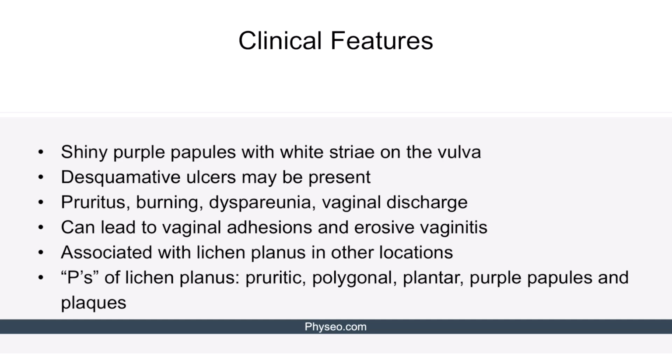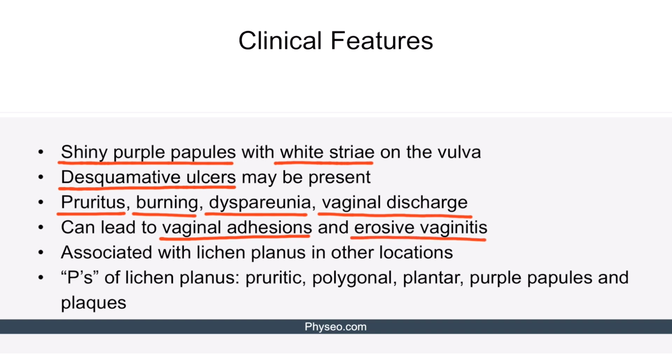On physical exam, it will appear as shiny purple papules with white striae. The white striae can also be described as a lacy appearance. In addition to the purple papules, there may also be desquamative ulcers. All of these skin changes can lead to pruritus, burning, dyspareunia, and vaginal discharge. They can also lead to vaginal adhesions and erosive vaginitis.